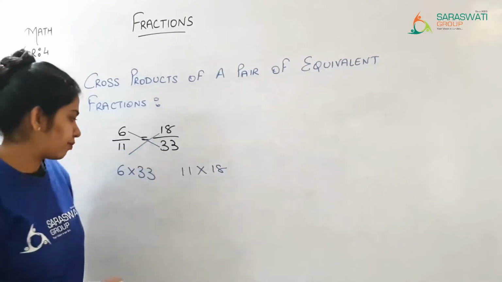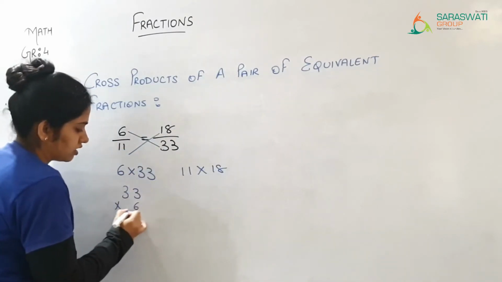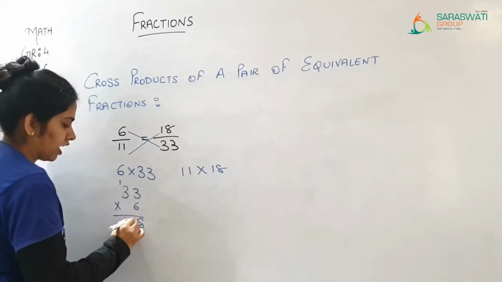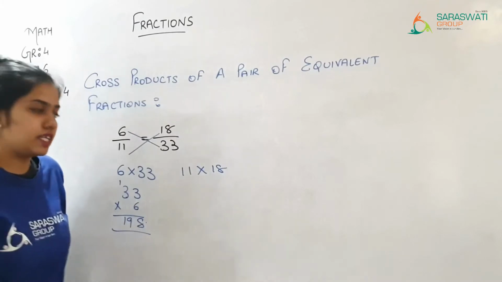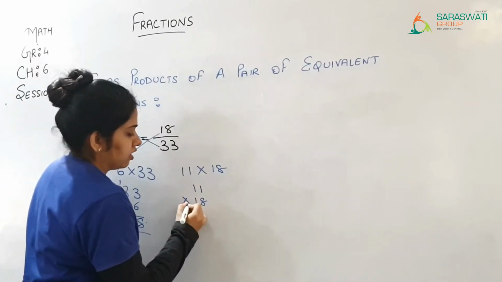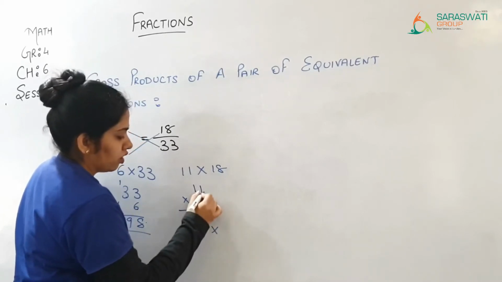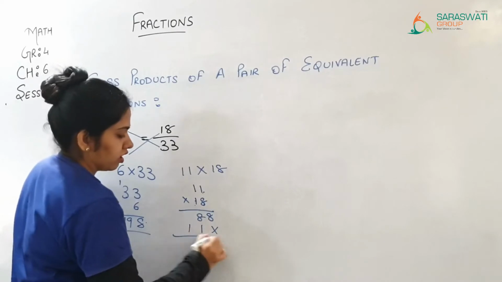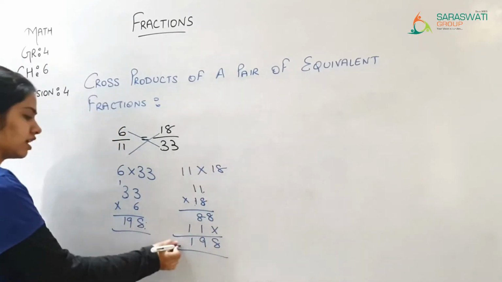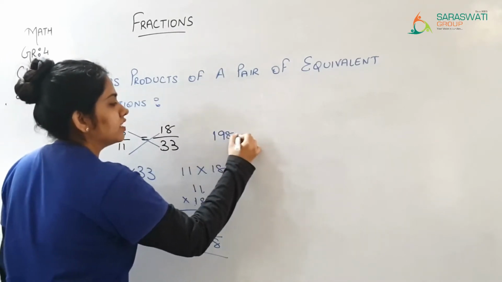Okay, then yes. So 33 into 6. 6 3s are 18. 6 3s are 18 plus 1, 19. Our answer is 198. Now over here 11 into 18. 8 1s are 8, 1 1s are 1. 8, 8 plus 1, 9, and 198. Yes, 198. So both the answers are 198.